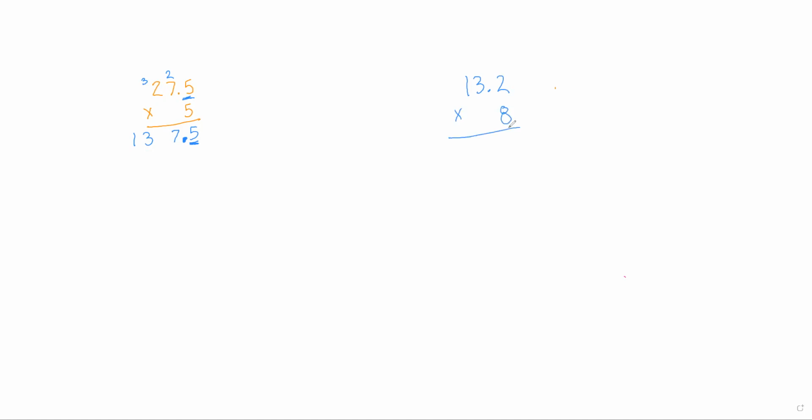13.2 times 8. As always, make sure you draw your lanes because we want to stay right in our lanes. Make it nice and easy when we're doing our multiplication. Where do I start this time? Good, the 8 and the 2. 8 times 2 is, good, it's 16. So I have to, good, write down the 6 and carry the 1.